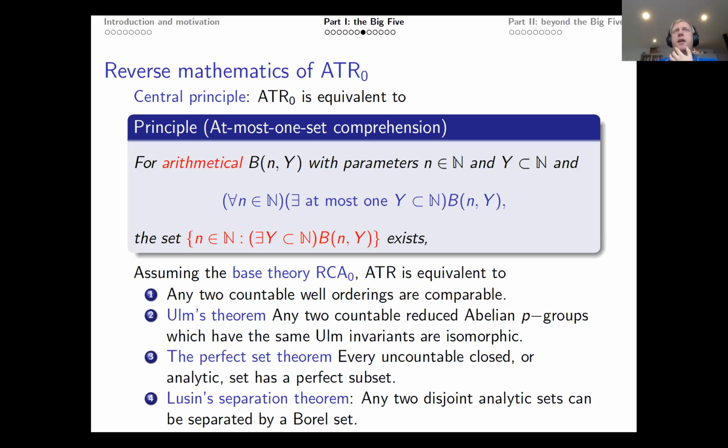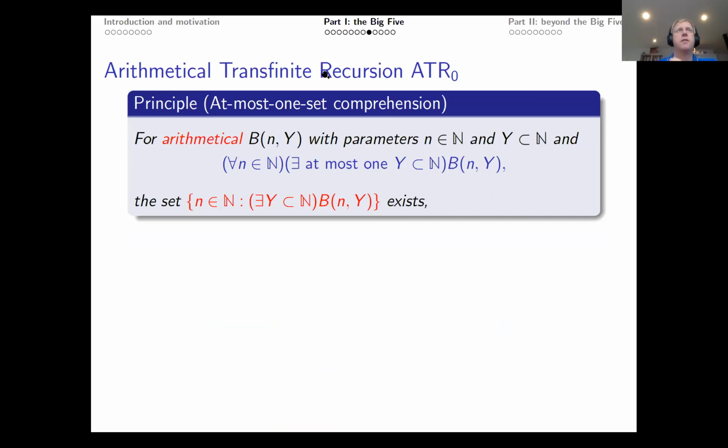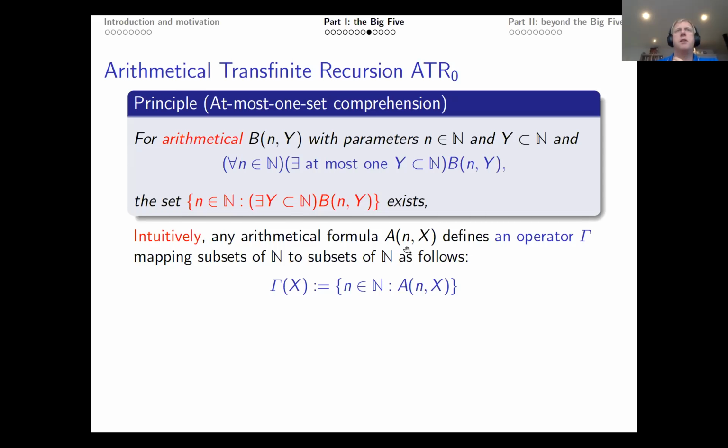And I'll try to explain what ATR actually means. It means arithmetical transfinite recursion, as follows. Intuitively speaking, if you have an arithmetical formula, you can define this operator. So A(n,X) defines the set Γ(X). This of course exists if you have arithmetical comprehension. And you can actually iterate that finitely many times. So Γ of Γ of Γ and so on, this exists. For every n, there is a set that denotes this finitely many times. We can only do this.